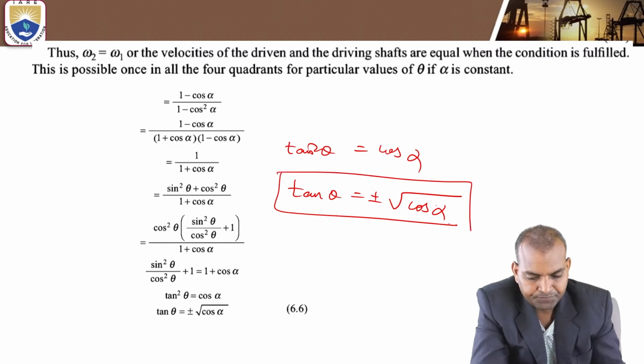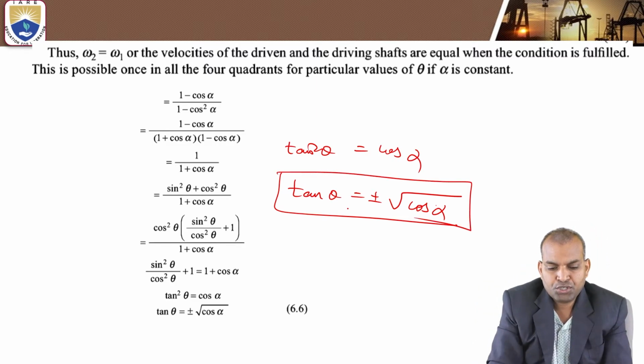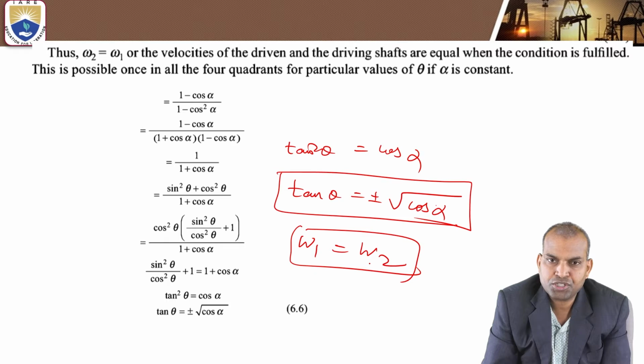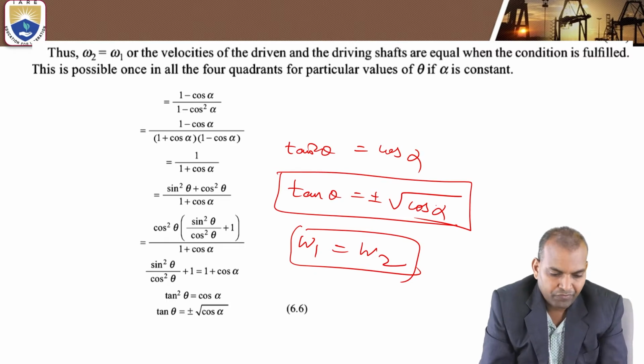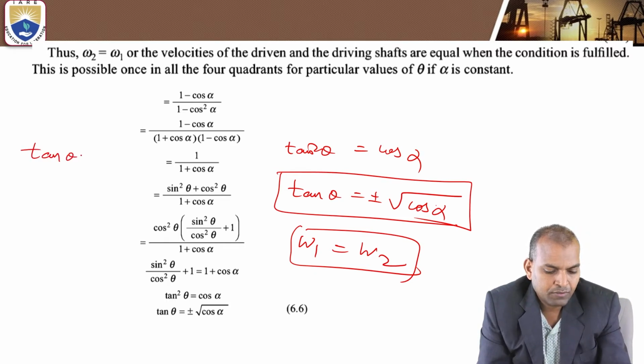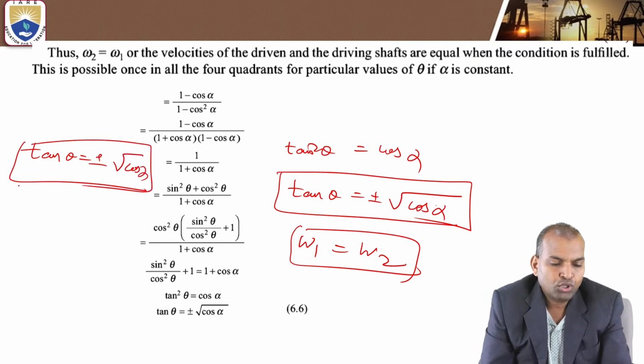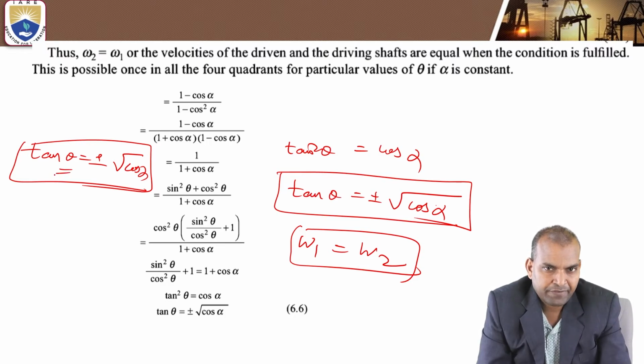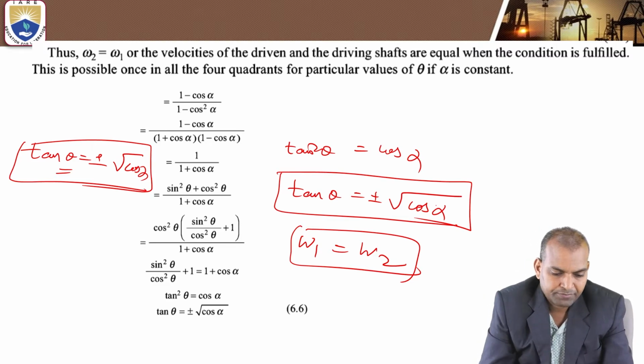Then tan theta equals plus or minus the square root of cos alpha. This is the equation to obtain omega 1 equal to omega 2. This is the condition: the maximum angular velocity ratio can be achieved when tan theta equals the square root of cos alpha. This equation shows the relationship between the angle turned by the driving shaft and the angle of inclination of the output or driven shaft.